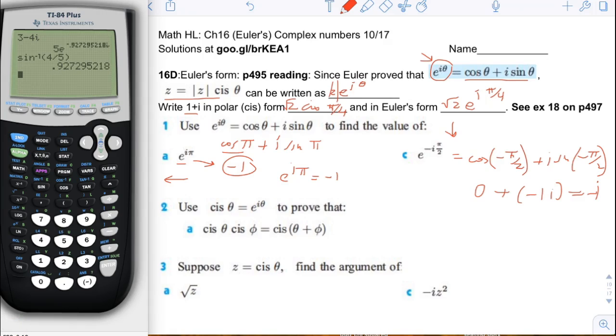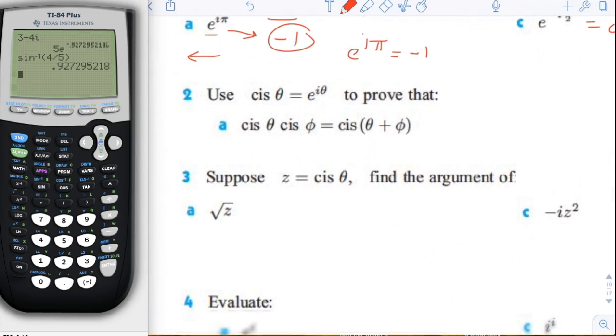Let's look at 2. Use cis theta equals e to the i theta to prove that cis theta cis phi equals cis of theta plus phi. So we could put cis theta equals e to the i theta, right? So cis phi is equal to e to the i phi.